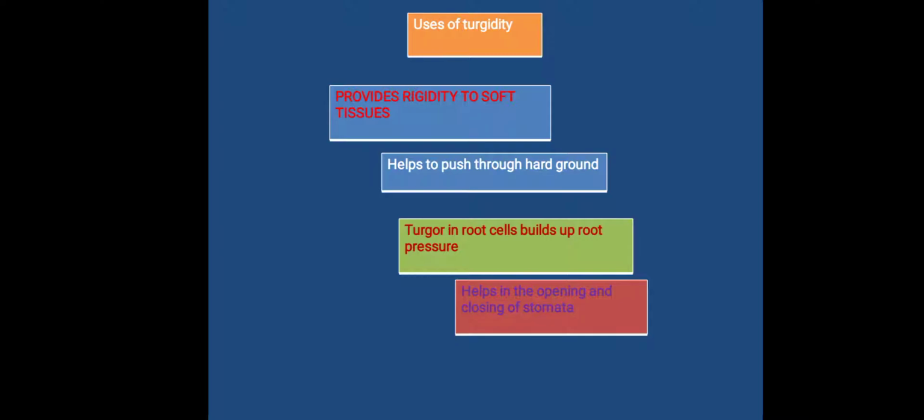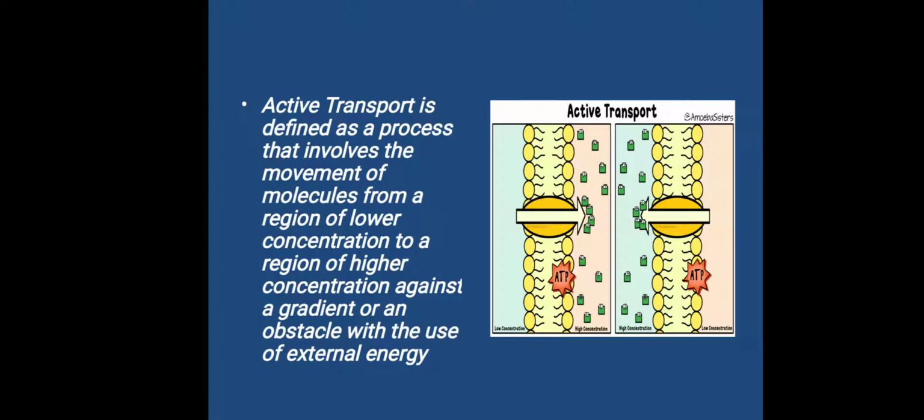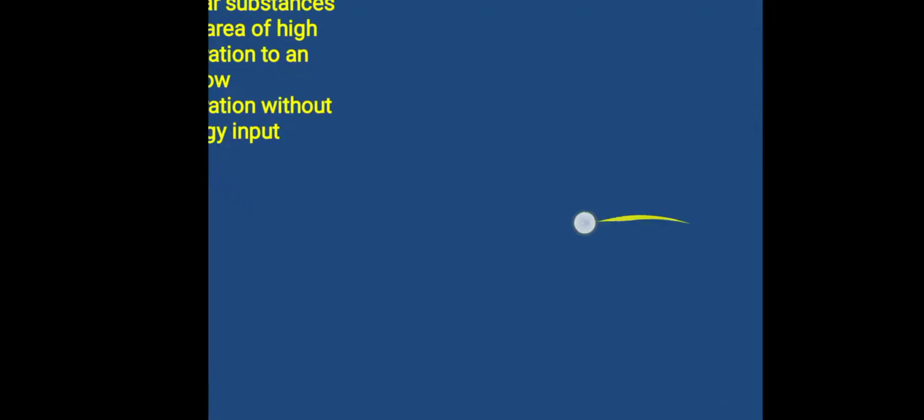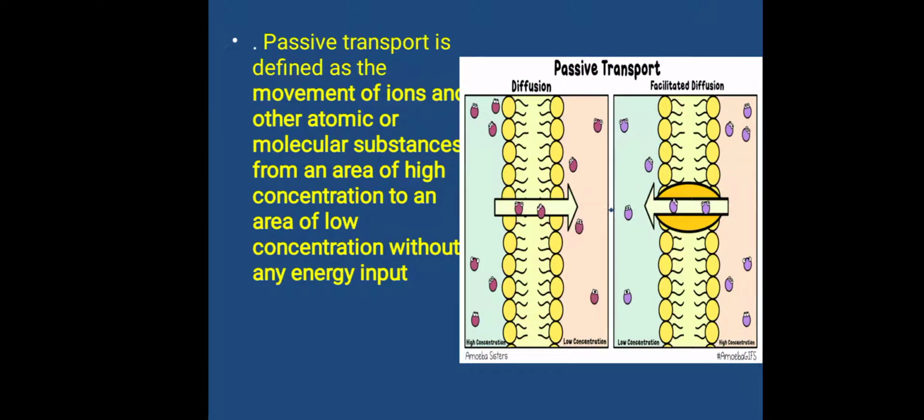So in today's lesson we have learned about active transport. It involves movement of molecules from a region of lower concentration to a region of higher concentration with the help of energy, that is ATP. In case of passive transport, it is the movement of ions and other atomic or molecular substances from an area of high concentration to an area of low concentration without any energy input.